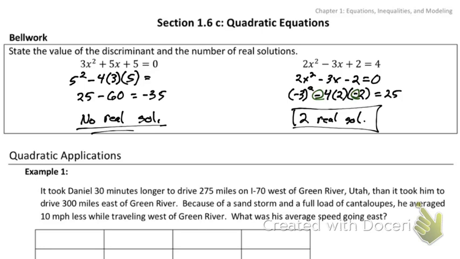All right, questions from the homework? Hope. 79. Ooh, that's not our homework. It's tomorrow's homework. 79 says, use the method of your choice to find all real solutions to the equation.